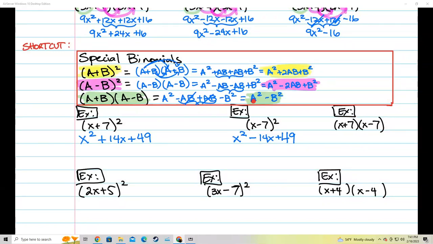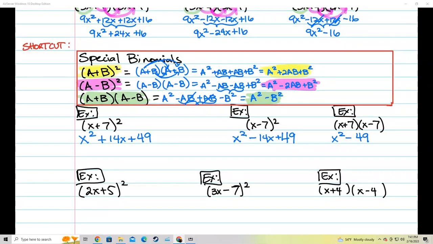So first part, square it. That's going to be an x times x, which is x squared. Second part, square it. That's going to be a 7 times 7, which is 49. And then you just got to make sure you put a minus in between, and we are done.